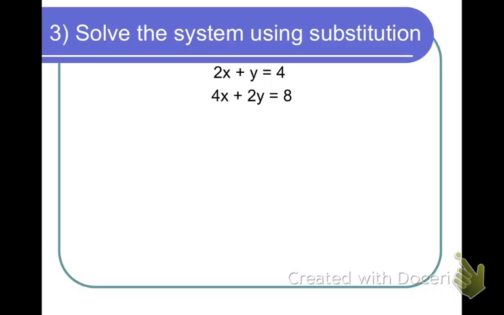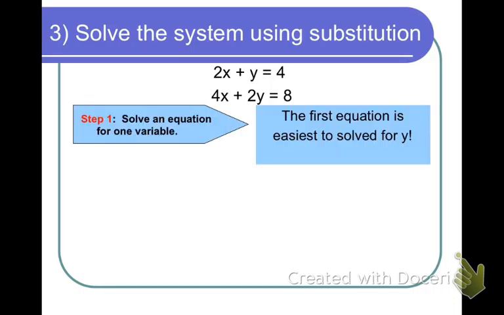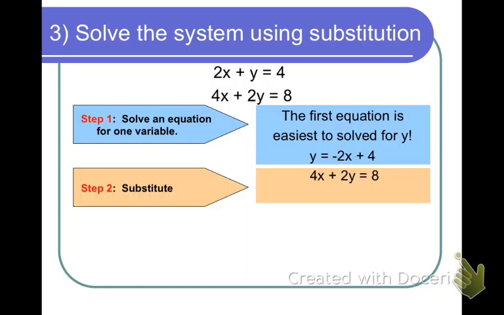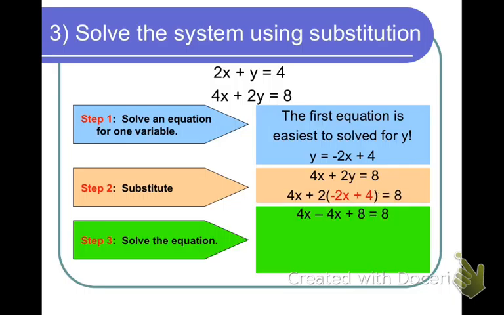Let's solve for this system. The first equation is easiest to solve for y. So y is equal to negative 2x plus 4. Let's substitute that in. Simplify. And if 8 is equal to 8, this is true. And it's also a special case.